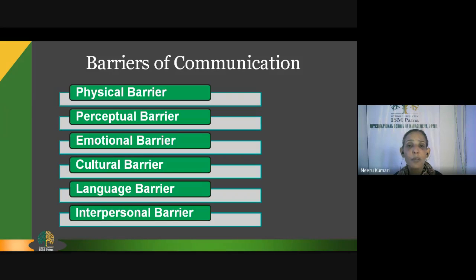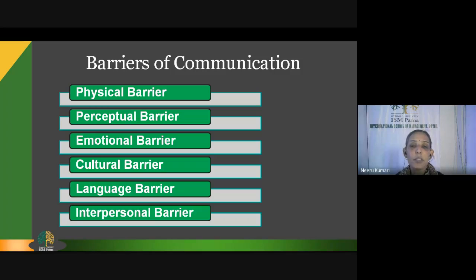Similarly, the language barrier. The language that is known to you may be totally different from mine. When you cannot understand a language, again, it leads to a barrier. For example, if you are speaking in a language other than Hindi, English, or some other language I know, I will not be able to understand. That will lead to a language barrier.